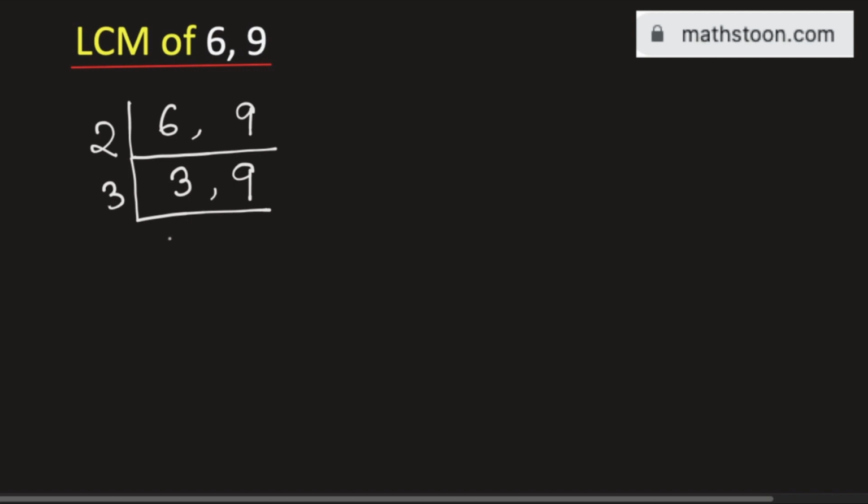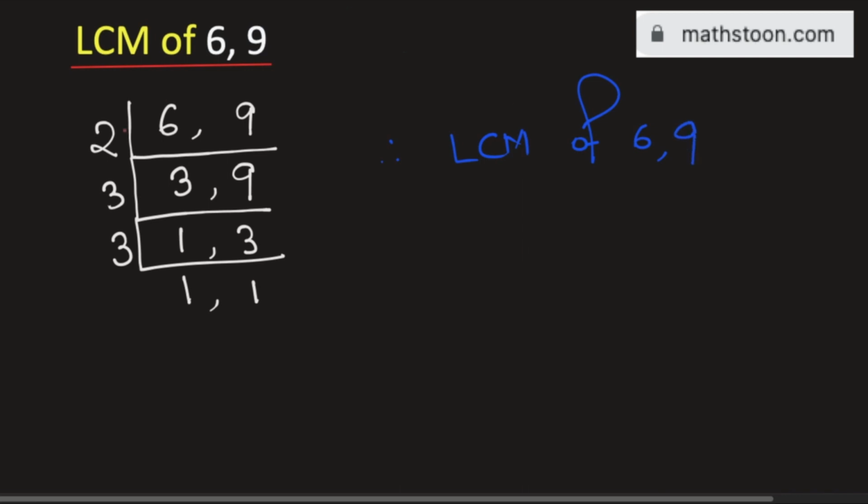As 3 divided by 3 is 1, we get 1, and 9 divided by 3 is 3. Now see that one of the numbers is divisible by 3, so we will go for 3, and we get 1, 1.